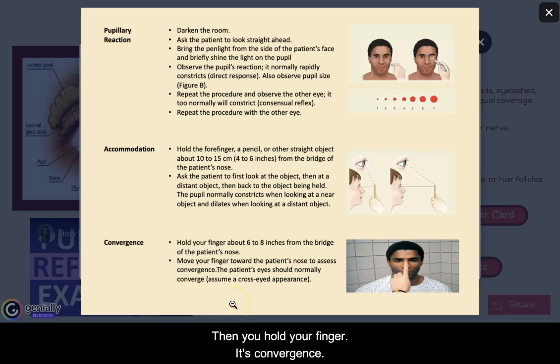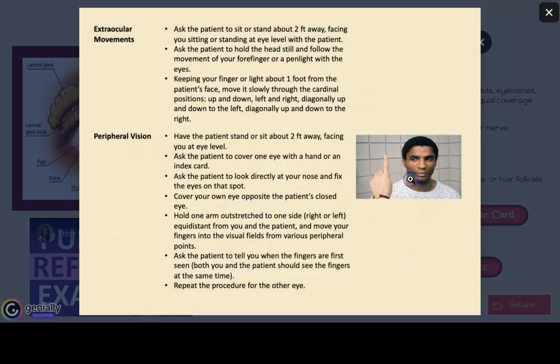Then for convergence, hold the finger 6 to 8 inches away from the bridge of the nose, and you move your finger toward the patient's nose to assess if their eyes converge. The patient's eyes should normally converge, like assume a cross-eyed appearance, and that's normal.